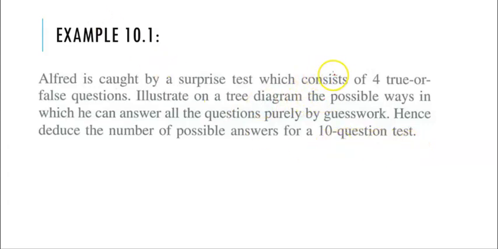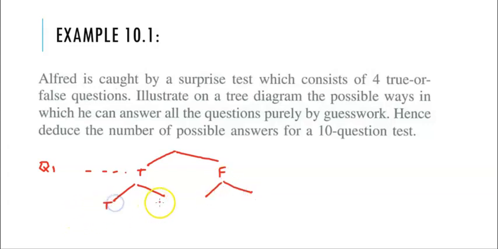Okay, let's go ahead and do our path diagram for the first bit. So question number 1, he can answer true or he can answer false. And then after he's answered true for question 1, he can then move on to question 2, where he can answer true or false again. True, false, true, false. So that would be question 2. And then for question 3, the same again. True, false, true, false, true, false, true, false.